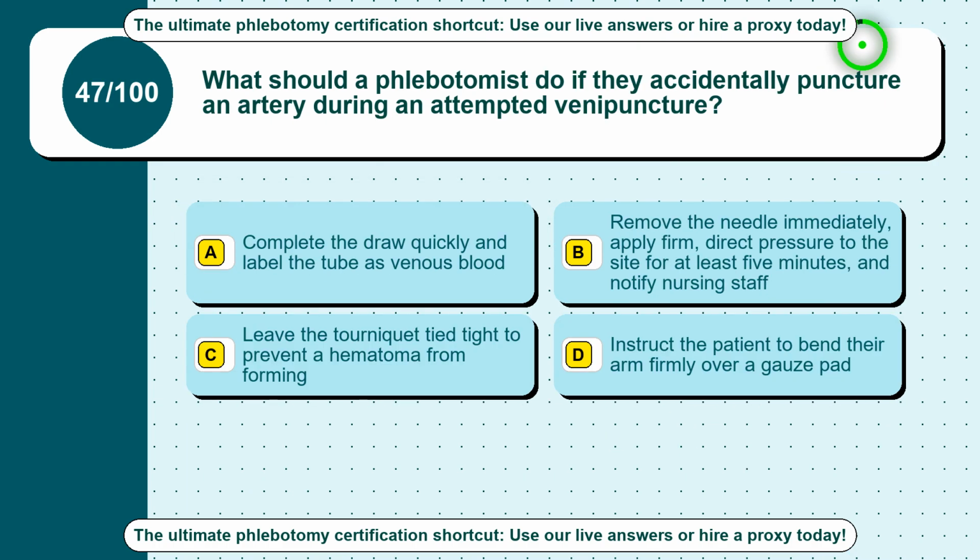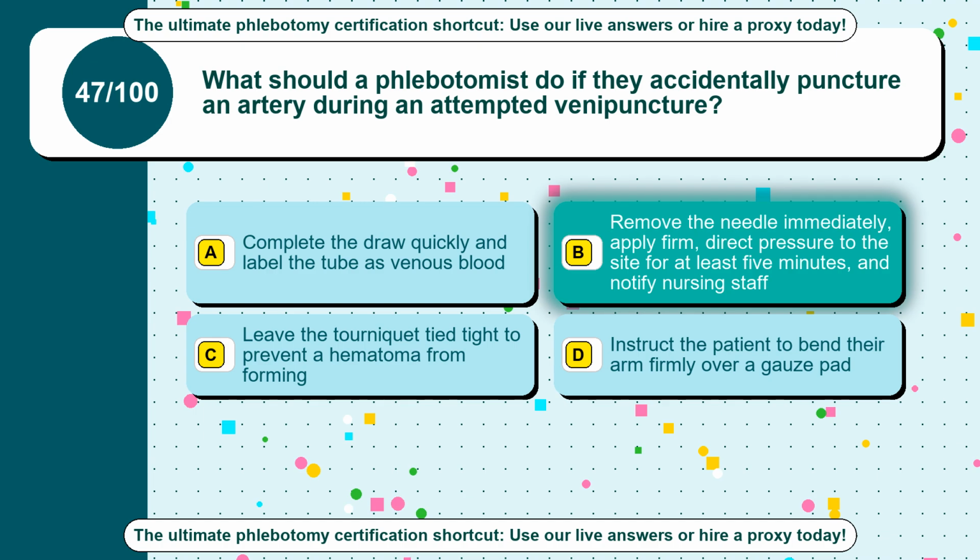Question 47. What should a phlebotomist do if they accidentally puncture an artery during an attempted venipuncture? Option A, complete the draw quickly and label the tube as venous blood. Option B, remove the needle immediately, apply firm, direct pressure to the site for at least 5 minutes, and notify nursing staff. Option C, leave the tourniquet tied tight to prevent a hematoma from forming. Option D, instruct the patient to bend their arm firmly over a gauze pad.